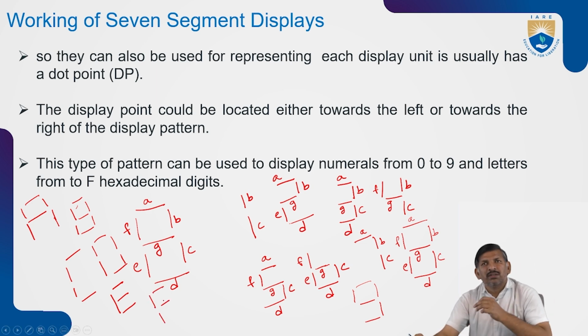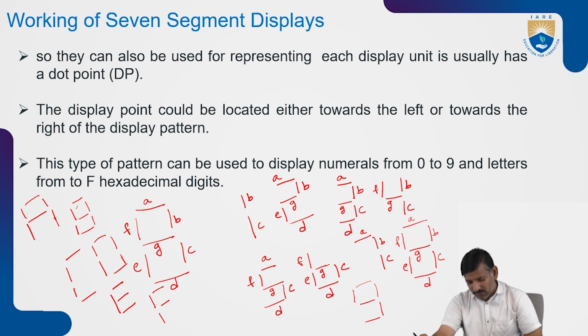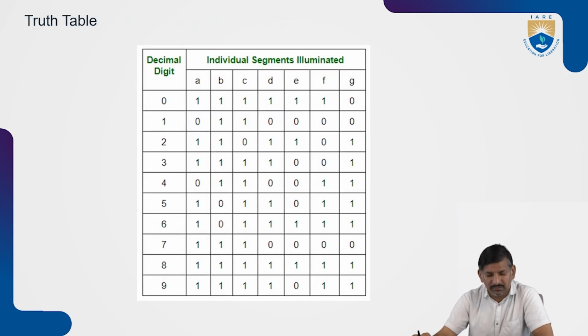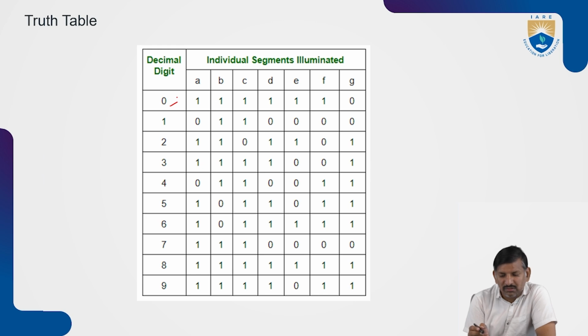like this. So based on the information I want to display, I switch on those LEDs. Switch on means that LED's value needs to be given as 1. The remaining LEDs' value is 0. See the truth table? Here, if I want to display 0, all are 1 except G, which is 0.